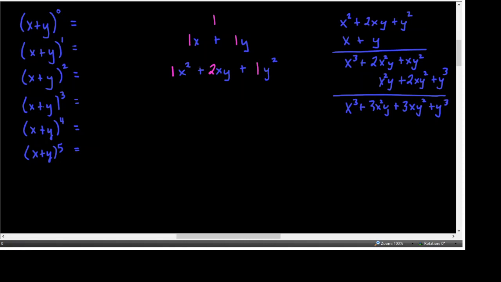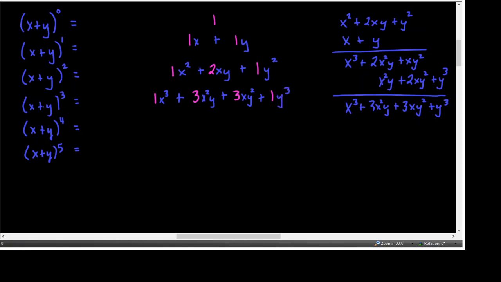So that means our answer is 1x cubed plus 3x squared y plus 3xy squared plus 1y cubed.